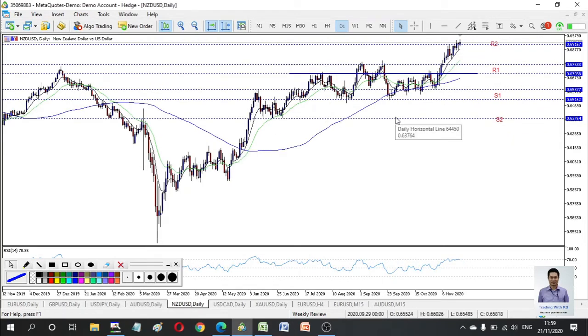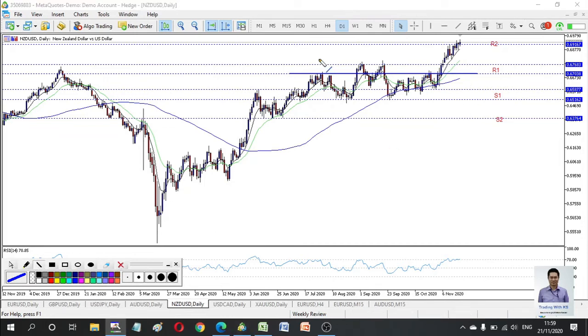Okay, this is the New Zealand dollar. It has very high momentum compared to USD because the RBNZ didn't reduce its interest rate. It held its interest rate at 0.25, whereas the Aussie dollar reduced its interest rate from 0.25 to 0.10. So you see this is the difference, the difference of a positive interest rate and a negative interest rate.